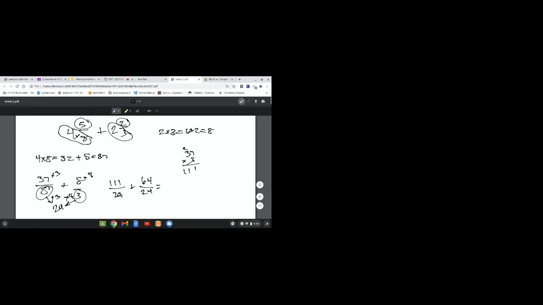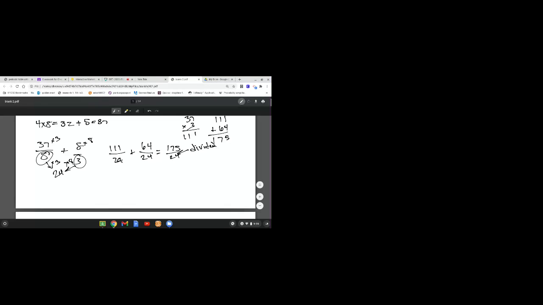Now that we've gotten into this part, we're going to add them together. 111 plus 64. That's 175 over 24. That means 175 divided by 24. Remember this line in the middle, the fraction line, means divided. And that's actually what we're going to do to reduce it back down into the original number being pulled out. So 175 divided by 24.